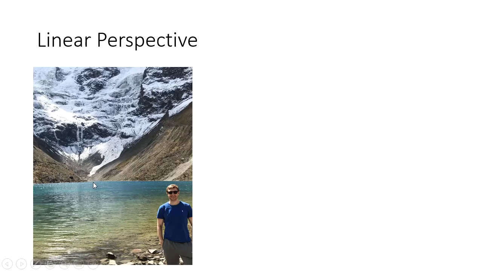See how it appears like the water is just converging to this one point right here. When we perceive something as continuing to go far away, we tend to perceive it as stopping at one point. So it looks like this point, but we know that the water keeps going until it gets to the end of the mountain. So that's linear perspective.